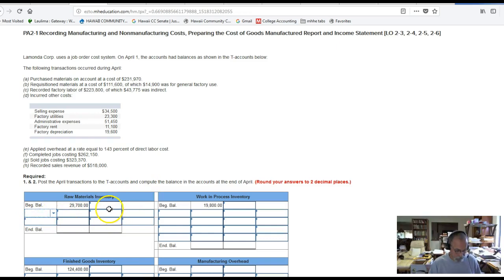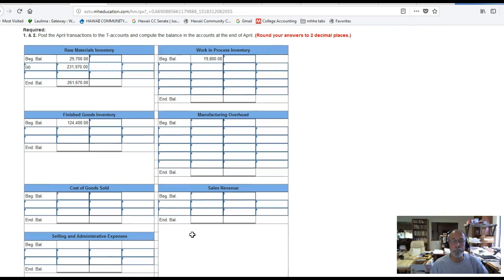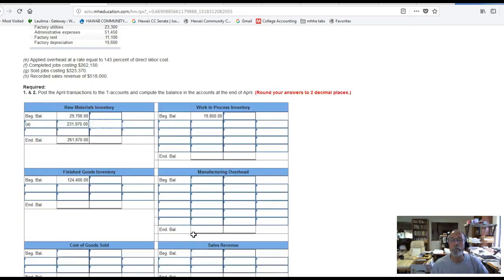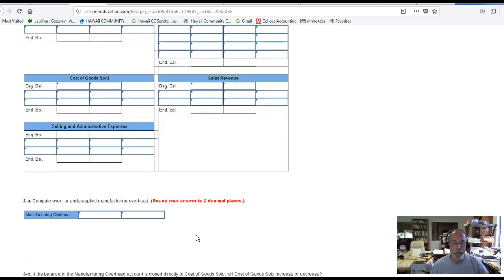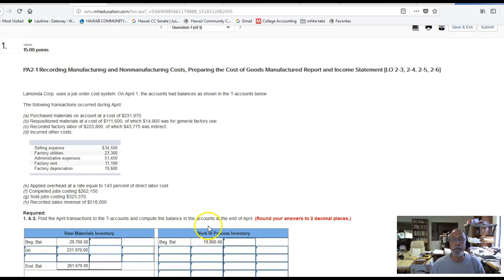So we're going to add materials purchased to the raw materials inventory account. That's $231,970. And the purchase was on account, and so normally we would be crediting accounts payable for that transaction, but we don't have a T account for accounts payable, so the only thing required for transaction A is going to be the debit side of the transaction, again adding it to raw materials inventory.